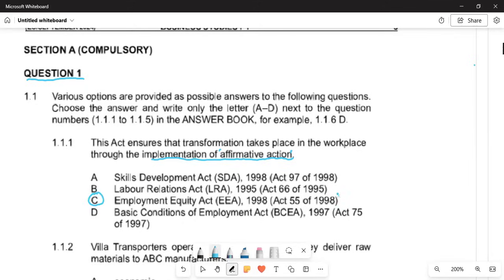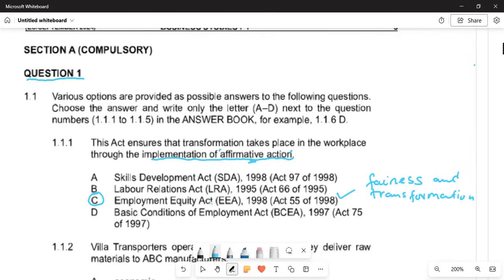The correct answer is C, which is the Employment Equity Act. This Act ensures that there is fairness and transformation in the workplace through affirmative action. That is why the correct answer is C.